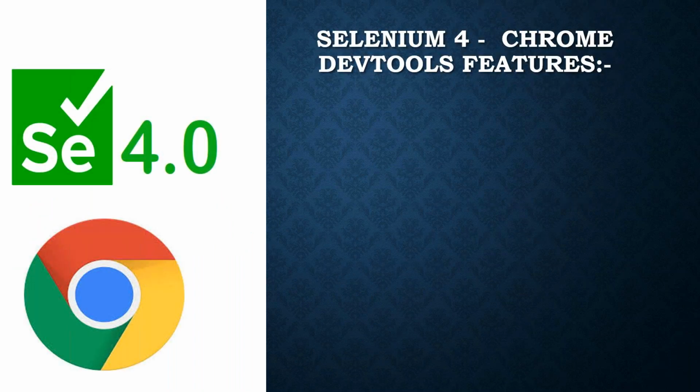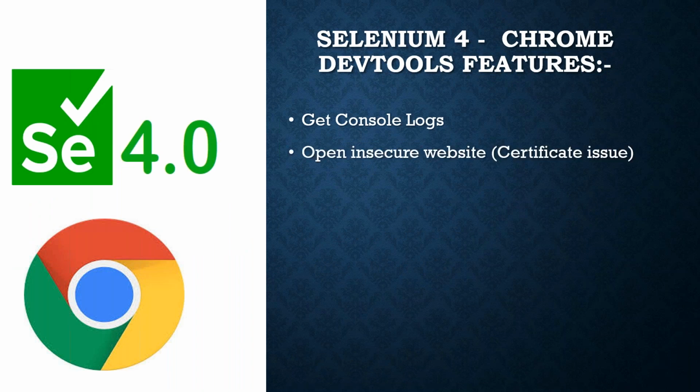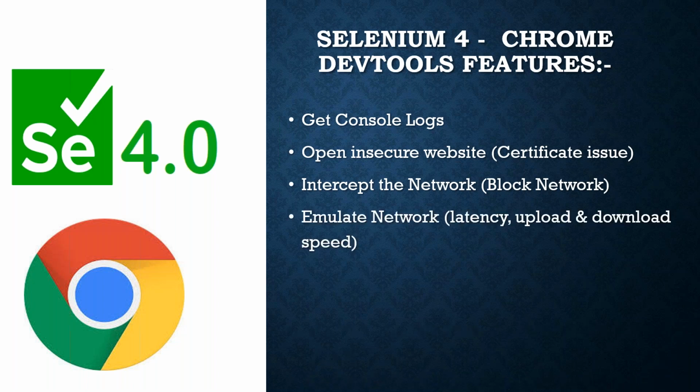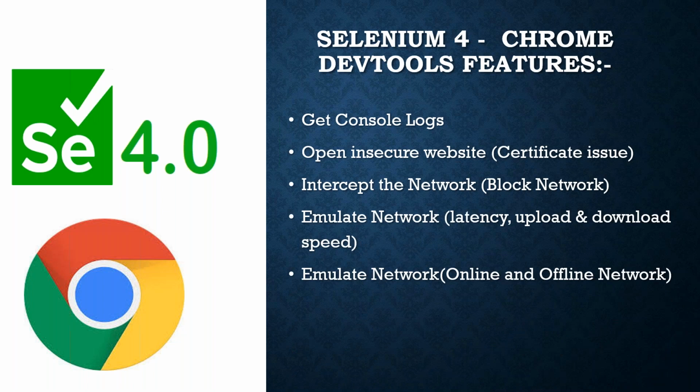In the Chrome DevTools feature, I'm going to demonstrate today how to get console logs and how to open an insecure website. If any website has a certificate issue, how we can handle it, and how to intercept the network, like how we can block any URL, and how to emulate network conditions like latency, upload and download speed, and how we can emulate the network being online and offline. And also I'll discuss how we can emulate geolocation. Let me move forward.